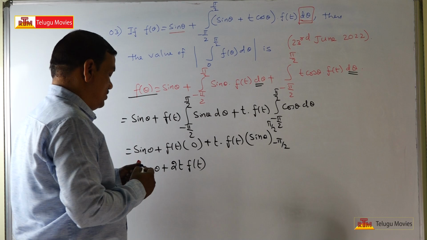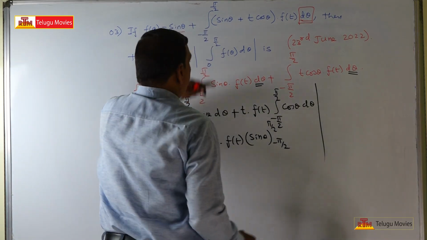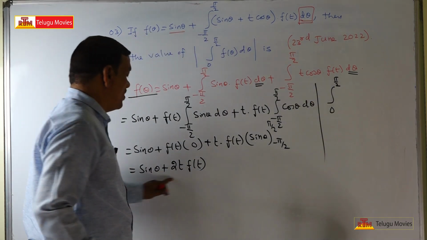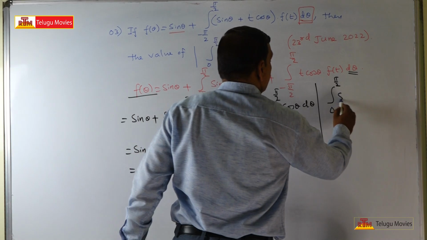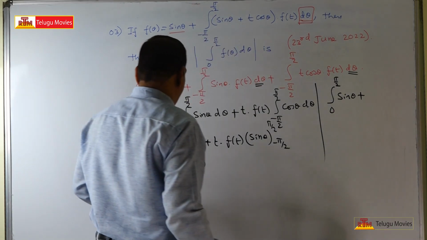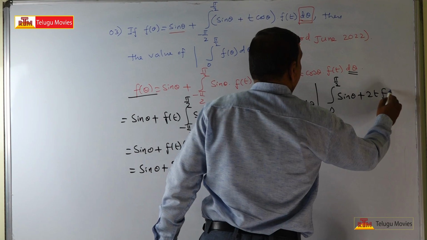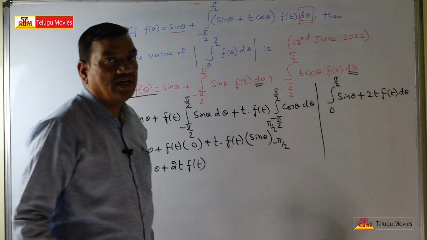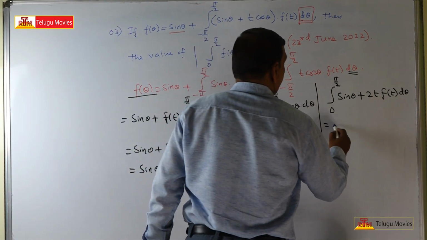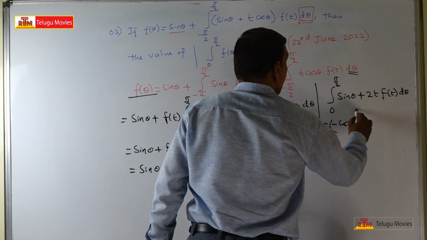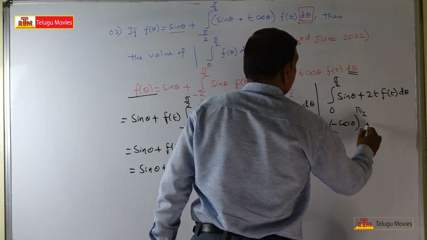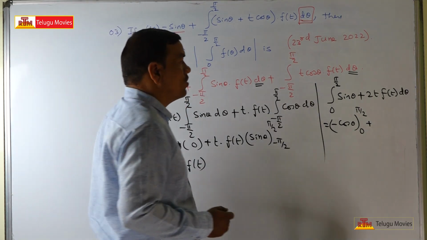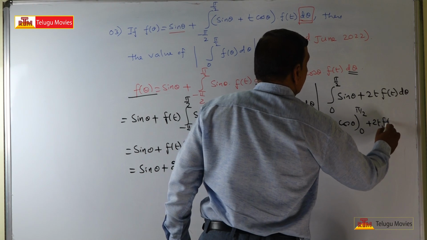Now coming to here, so your problem is this. The integral 0 to pi by 2 of f of theta, whose value is this, that is equal to sin theta plus 2t f of t d theta. So the sin theta integral is equal to minus cos theta, upper limit is pi by 2, lower limit is 0. If you observe here, 2t f of t is a constant, you can take it outside.